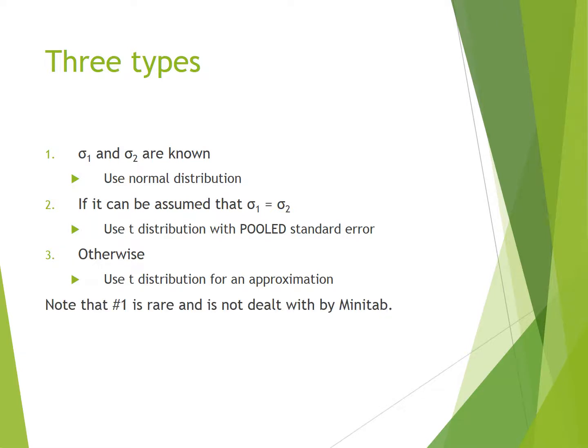Note, number 1 is very rare and is not even dealt with by Minitab or probably with almost any statistical software. But with this two-sample t-distribution, we're going to have a box to check that says assume equal variances or not, and you only assume the equal variances if you know that they are definitely equal to each other. If you do not know, if you're not explicitly told that, then do not check that box.